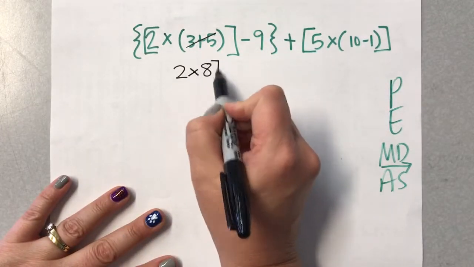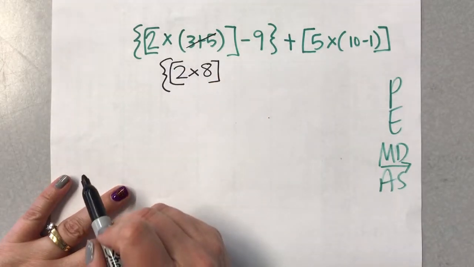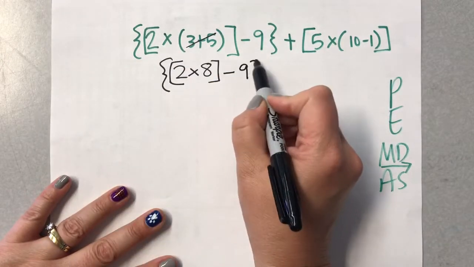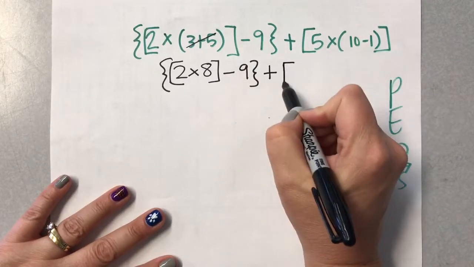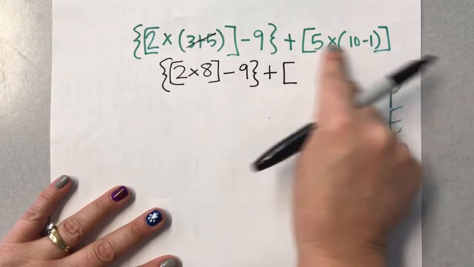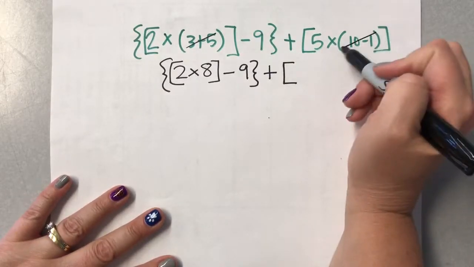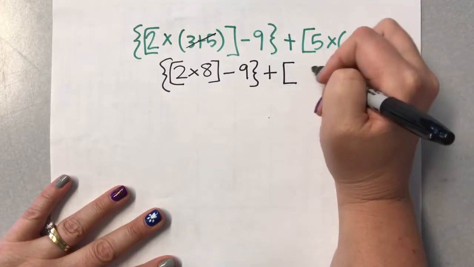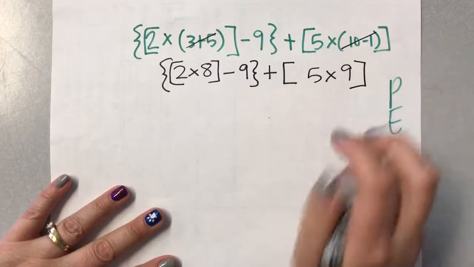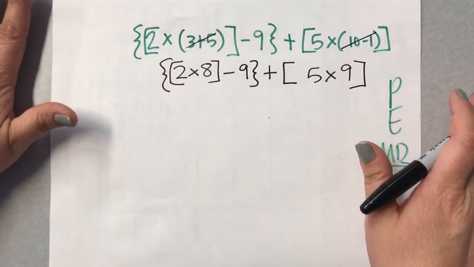I'm going to rewrite this, put it in the bracket and then in the brace, because I have to keep the brace there because that tells me I'm doing all of that before I go and start to add this in. Now again, because this is separate, I feel like I can go ahead and do this part. 10 minus 1 is 9. So I can write 5 times 9 because those don't impact each other. They're on separate areas there.